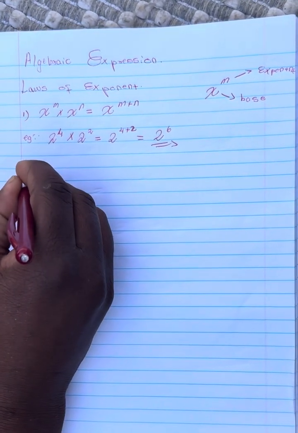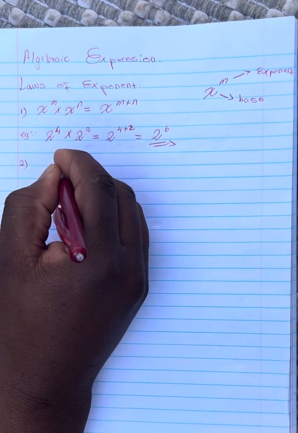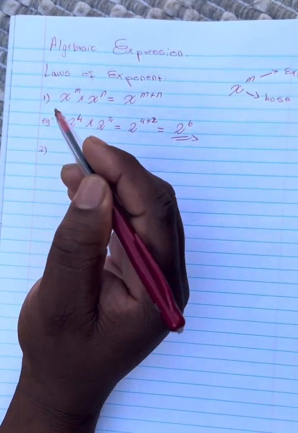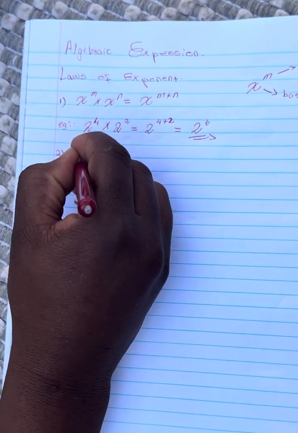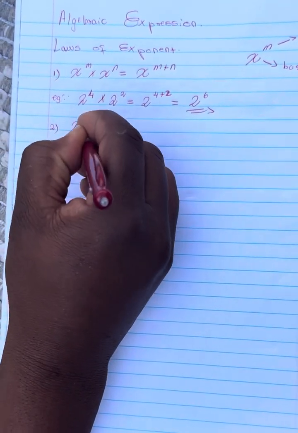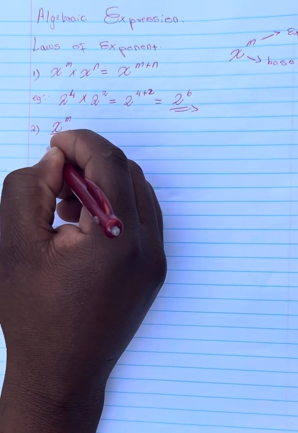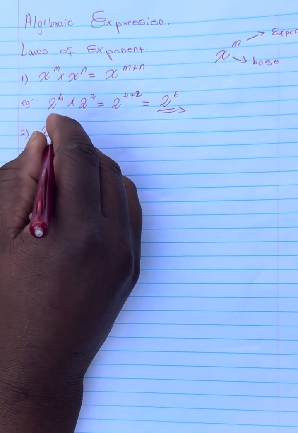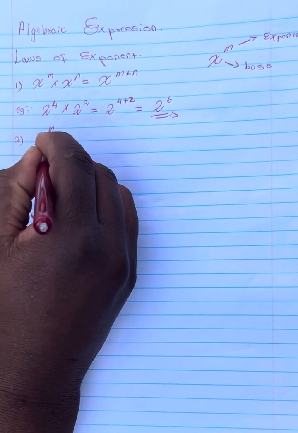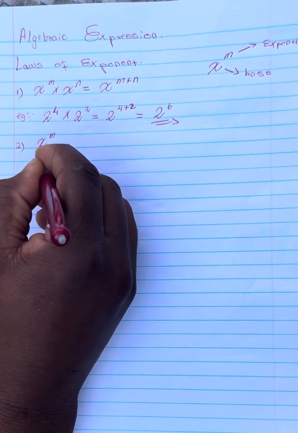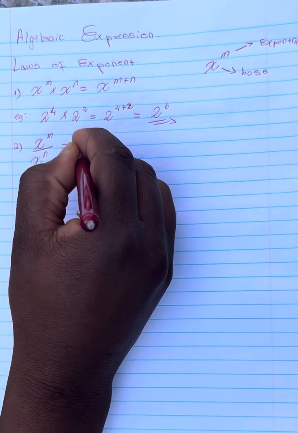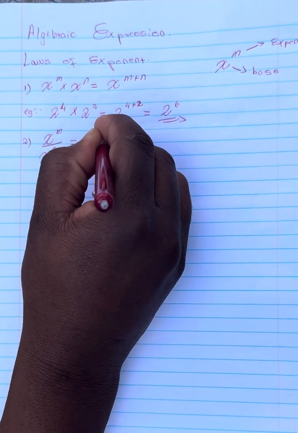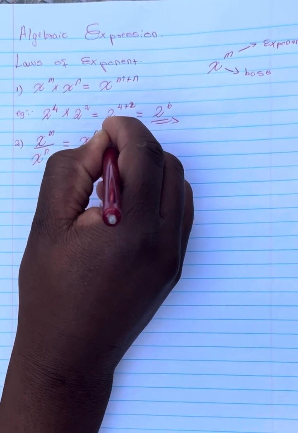The second law goes as, the opposite of multiplication is division and the opposite of addition is subtraction. Let's say now we are dividing exponent of the same base. X in the power of m divided by x in the power of n. This is the same as what? Since we are dividing, you take one base and subtract the exponent. So this will be m minus n.